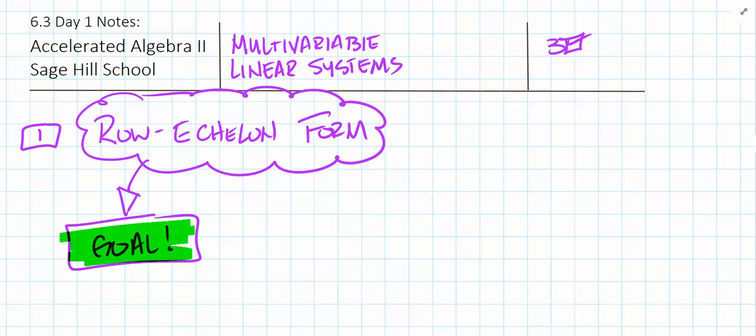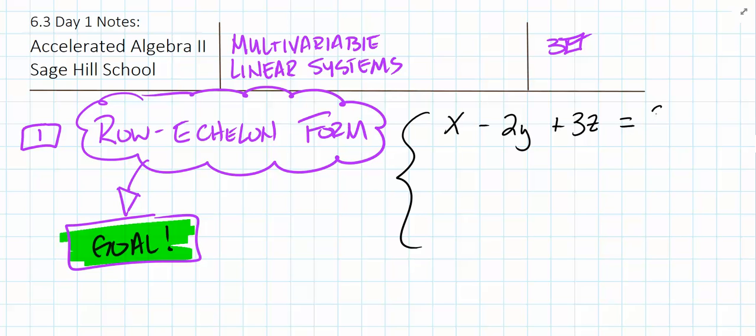So the system I'm going to show you, I'll use a black pen for this, is going to be this. It's going to be x minus 2y plus 3z equals 9. And then the next one is going to be y plus 3z is equal to 5. And then finally, z is equal to 2.